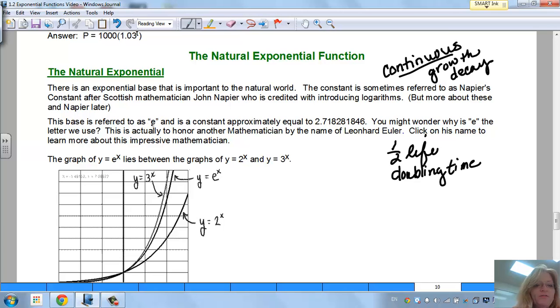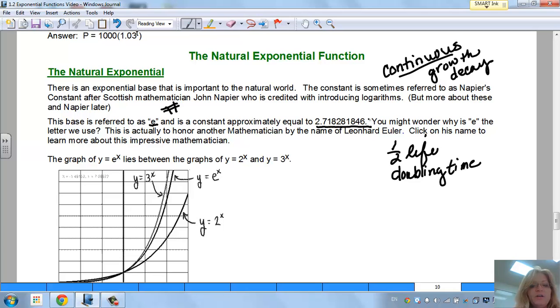This base is referred to as e. So e is a number. It's a constant approximately equal to 2.71828146. It's like pi, but it keeps going and going and going. It's irrational.